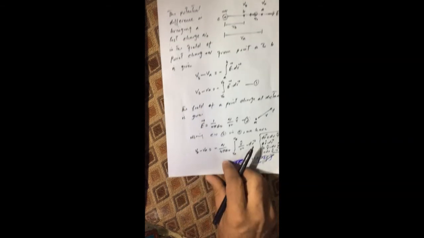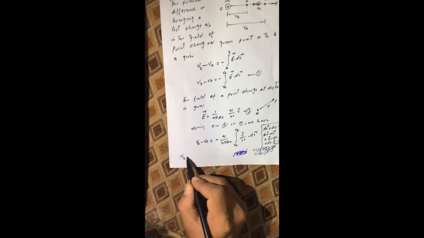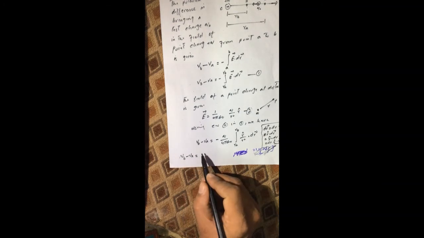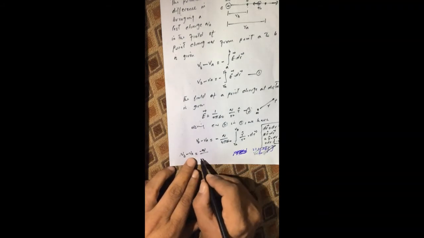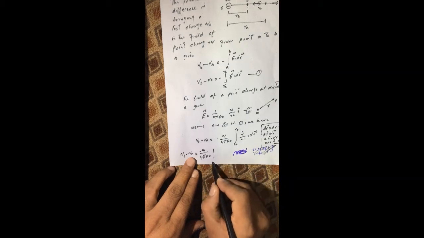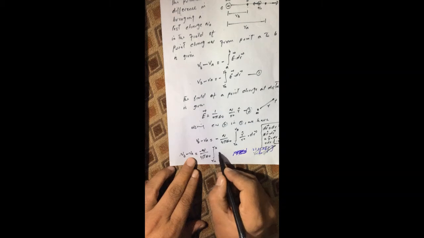So we can write here the potential difference VB minus VA is equal to minus Q over 4 pi epsilon naught, and we have the integral from RA to RB of dr over r square.